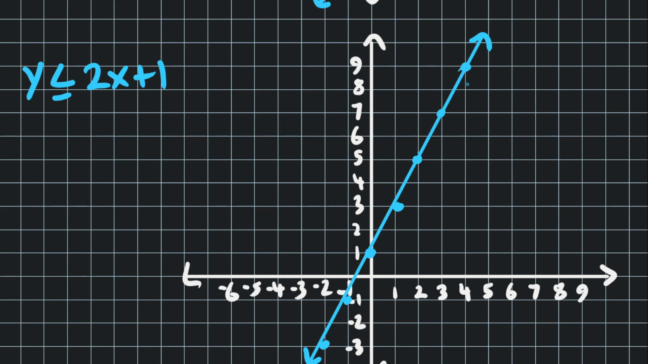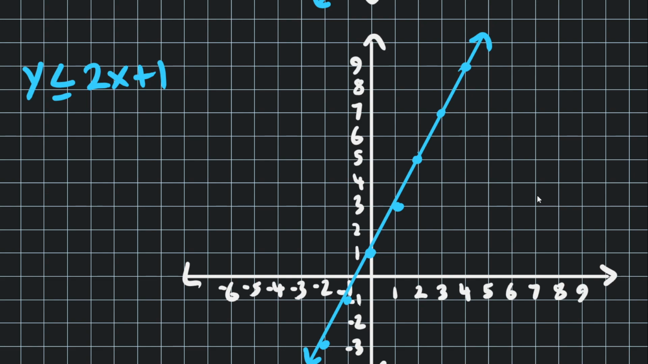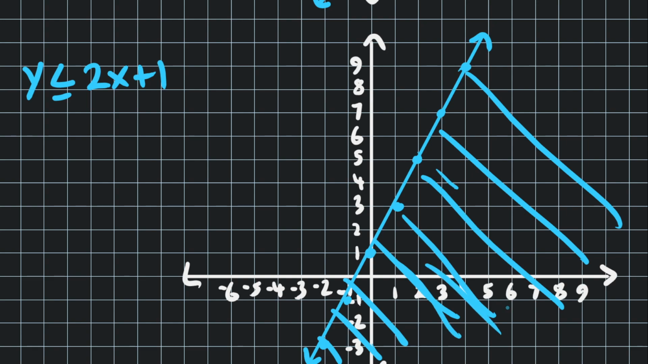And now the next step is to shade a region of this graph. Are we going to shade up, or are we going to shade down, below the graph? Are we going to shade above the graph or below the graph? So that depends on which way our symbol goes. We have a less than or equal to. So this is a less than. So where are the lesser numbers? That would be below the line. So we would shade the region below the line. And there we go. That is how we graph y is less than or equal to 2x plus 1.